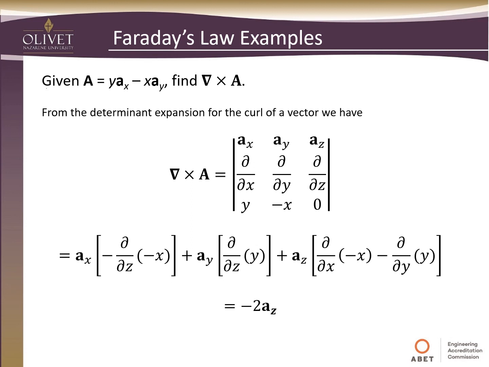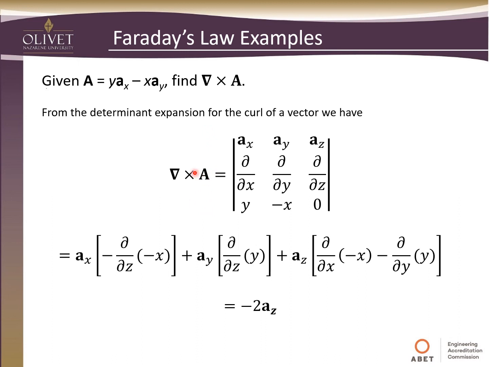One last example I want to look at, just to make sure we understand this del operator and how it works. Say we're given this arbitrary field. It could be an electric field, but it doesn't matter. It's defined as y ax minus x ay. And so they want us to find del cross A. So we use this determinant expansion for the curl of the vector. Incidentally, this is what's called the curl of A. So when we see it in Faraday's law, it's the curl of E. That's what we call that.